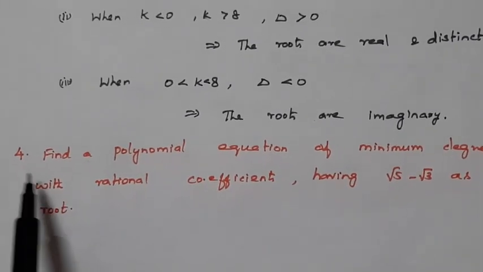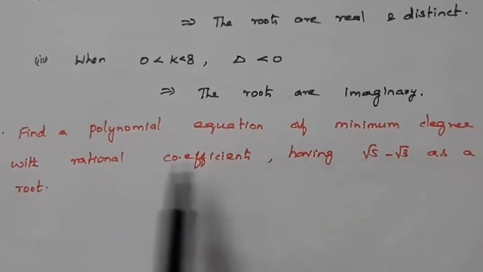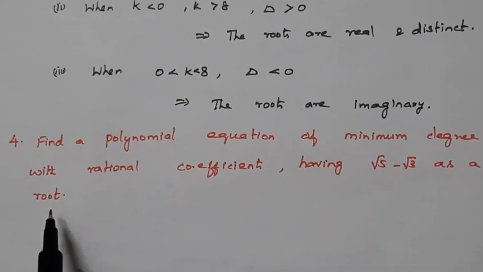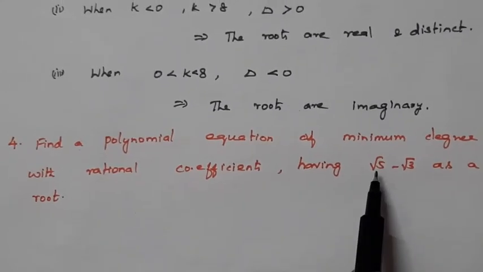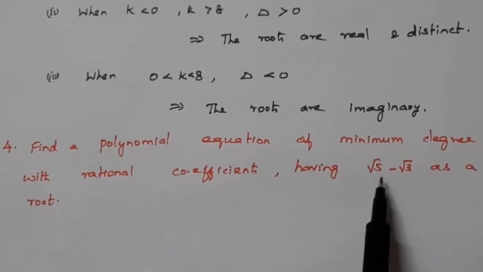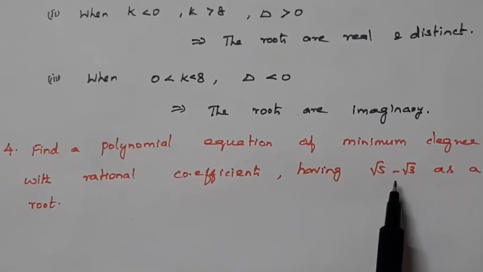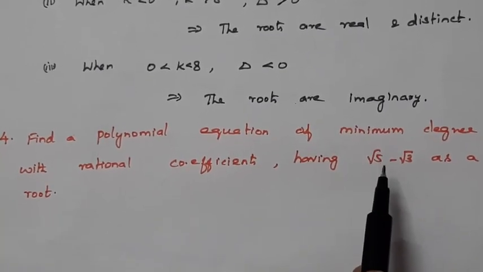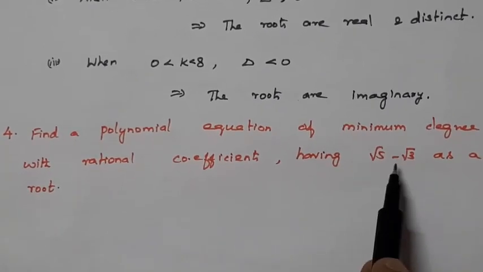Next, question number 4. Find a polynomial equation of minimum degree with rational coefficients having root 5 minus root 3 as a root. So you know that if root p plus root q is a root, then root p minus root q, minus root p plus root q, and minus root p minus root q are also roots of a polynomial equation. Okay, using that concept we are going to write down the other three roots, right?